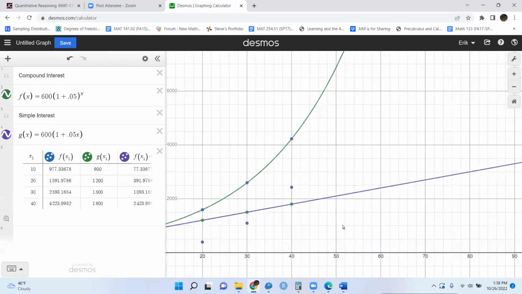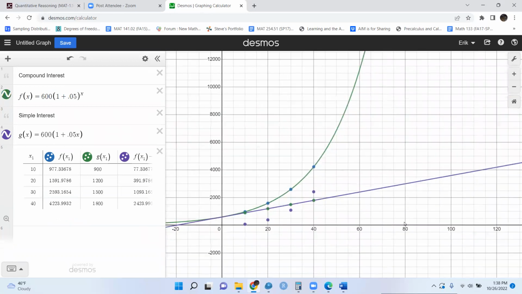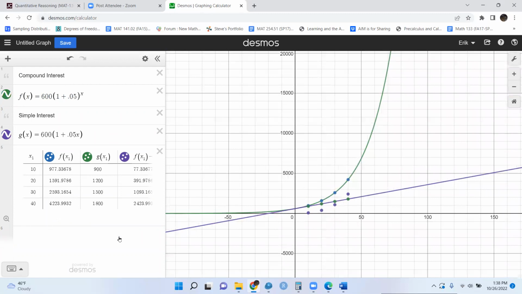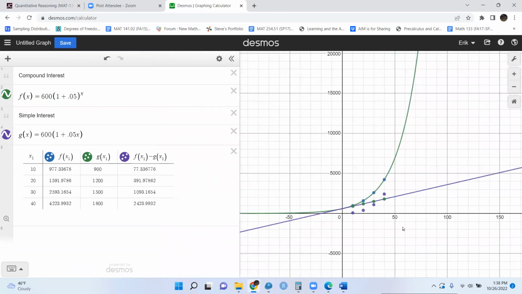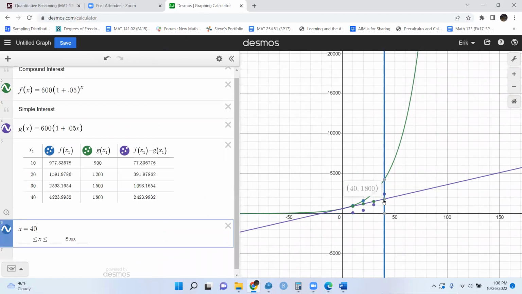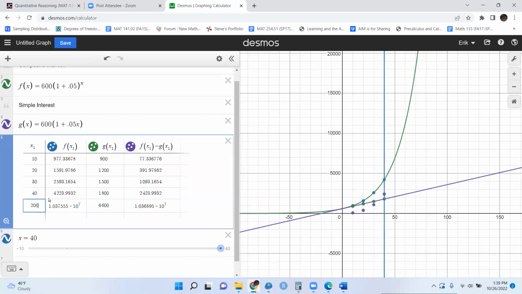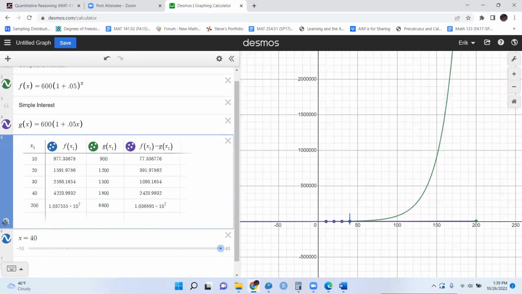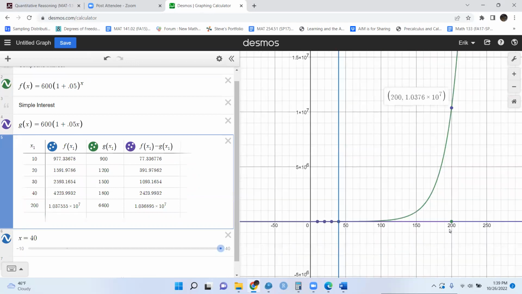You can see that over time, the difference between these two gets insane. And we already noted that here when we calculated the difference. After 40 years, if I type in x equals 40, the distance between these two numbers is $2,000. And when we get up to, say, 200 years, that distance is crazy. Here's the 200. We're like $10 million difference. This is how you do generational wealth, right?